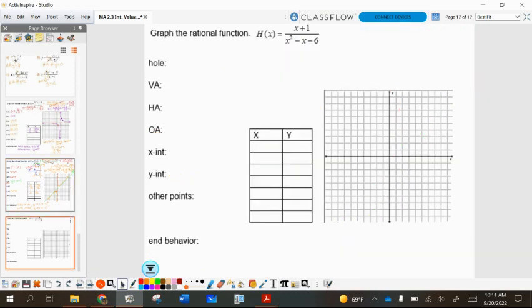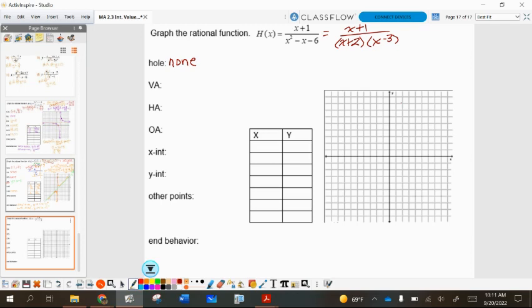Okay, let's try one more of these. So we need to get that denominator factored and see what we have. Got x plus 1 over x and x, plus and minus, so it'll be -3 and +2. Okay, so we don't actually have any holes this time. None of our factors cancel, so we'll have no holes in the graph, so that's kind of nice.